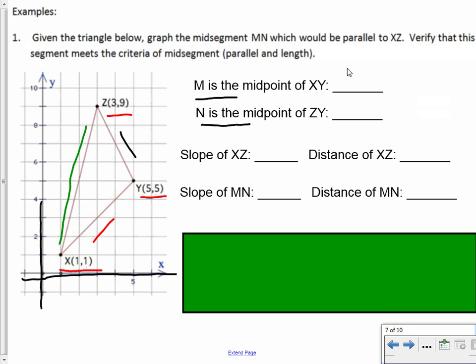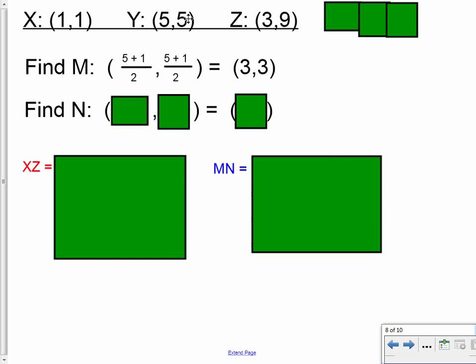So we can go back to this one over here. We would say M is going to be at 3, 3. And now we can draw it in. We'll go over 1, 2, 3, and up 1, 2, 3. And we'd say M is this point right here. And I'm actually going to erase that piece, write in M. That's our midpoint.